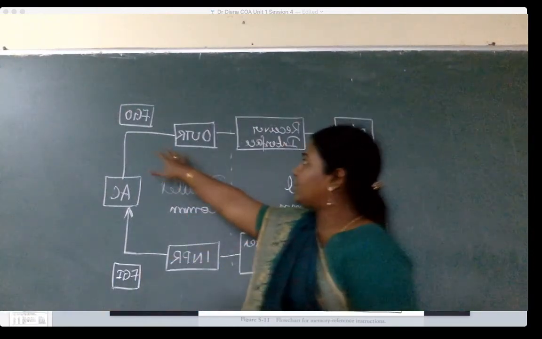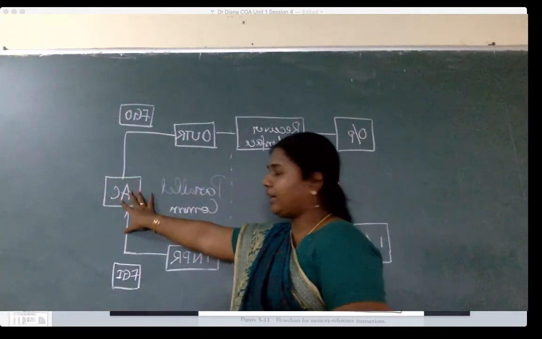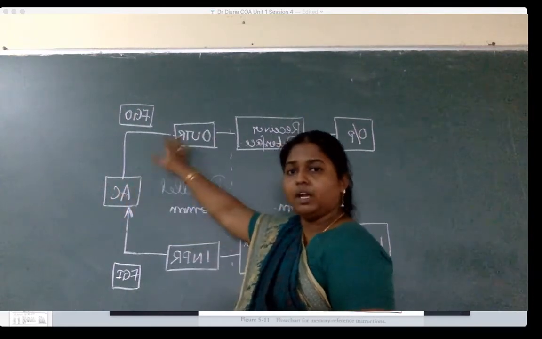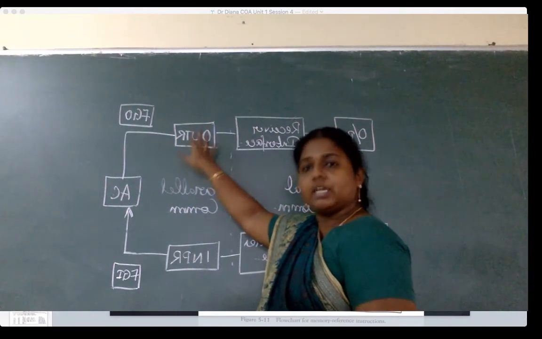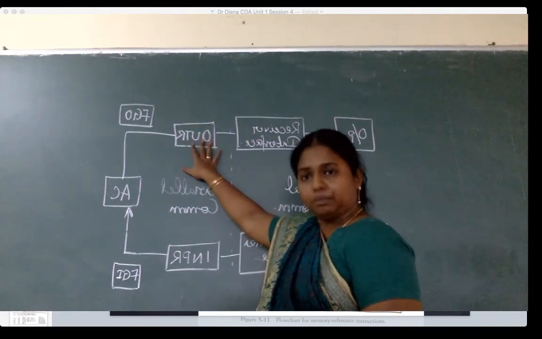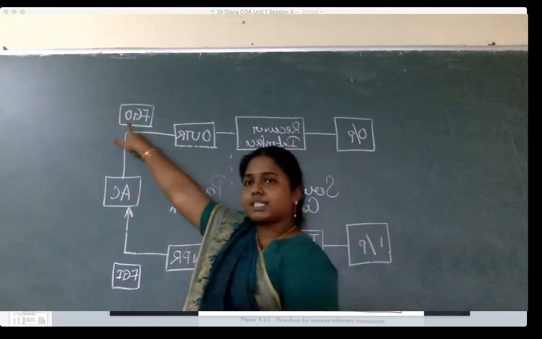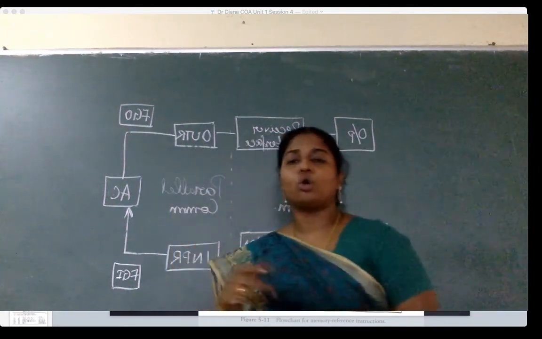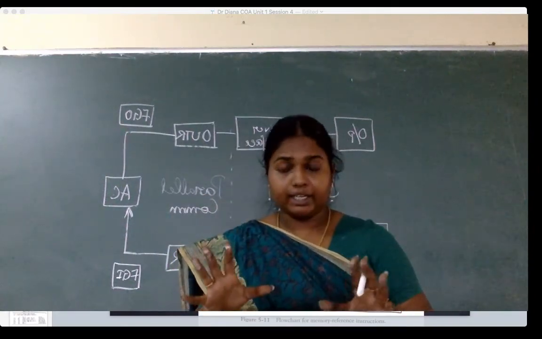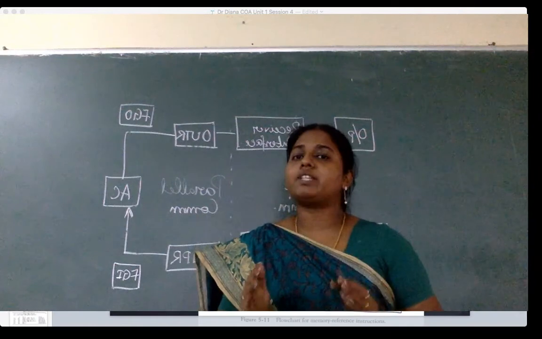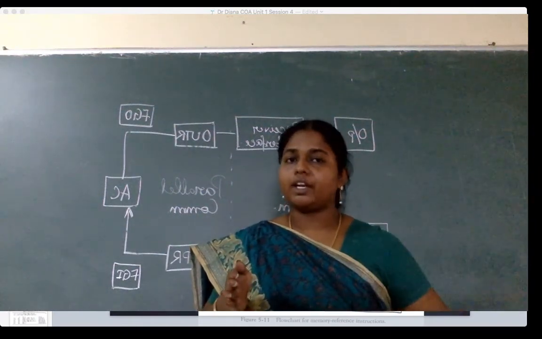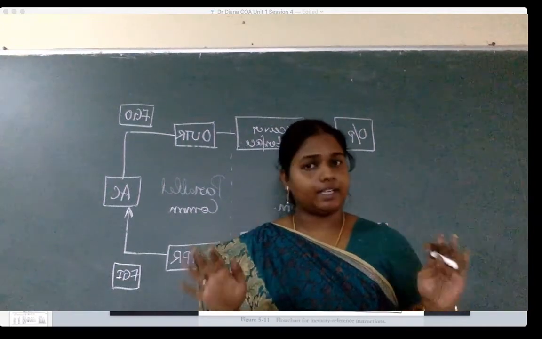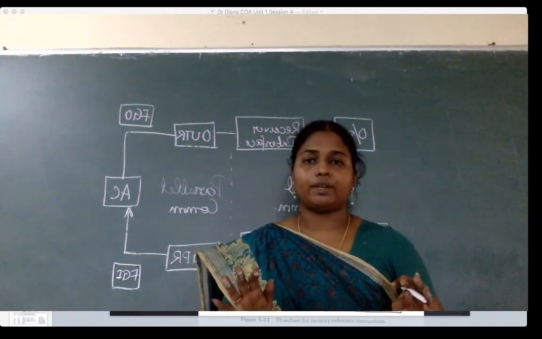Now once the FGO is 1 and the accumulator has some data readily available, it is sent into the output register. When the output register receives that input from the accumulator, it sets the value of FGO to 0, indicating that it has already received some data from the accumulator. It is still trying to send it to the output device and it has not completed its sending operation.